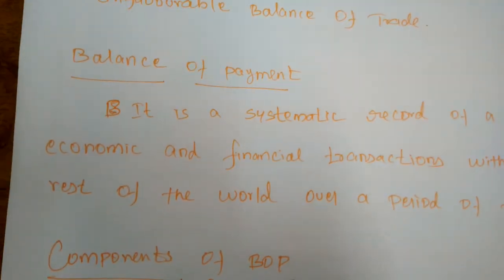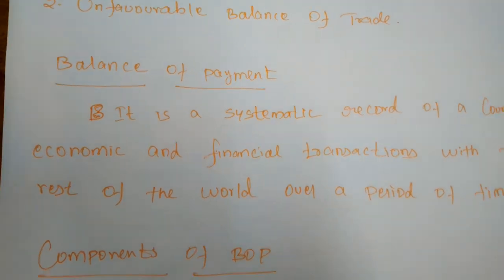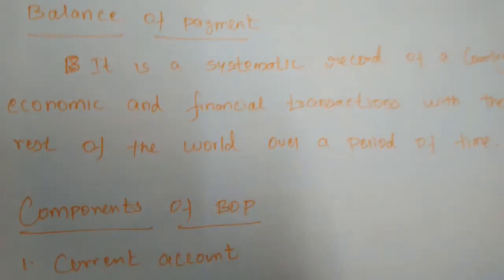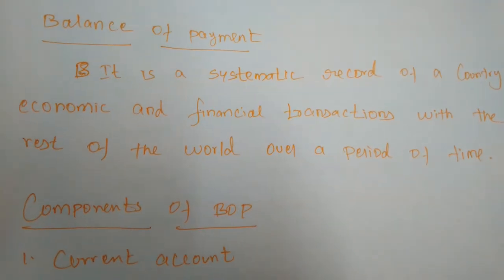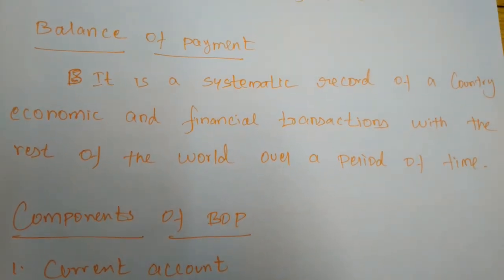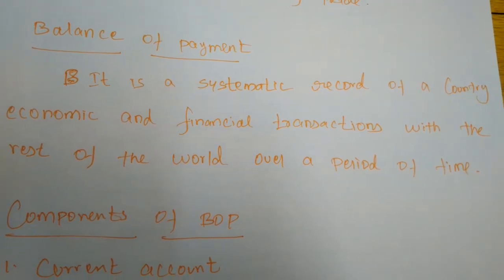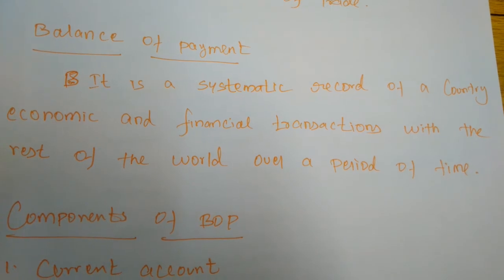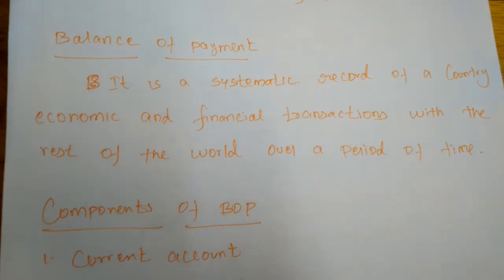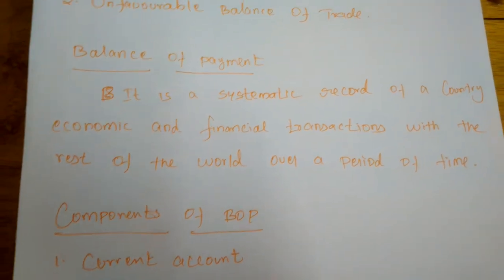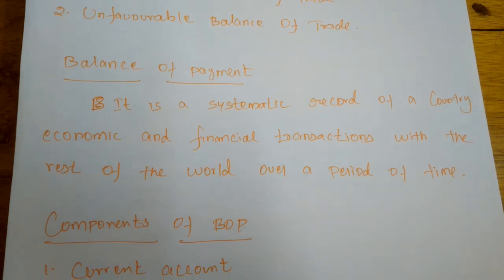So the balance of payment disequilibriums are there. Normally all nations want to maintain a favorable balance of payment. A favorable balance of payment means the demand must be equal to the supply, or the receipts must be equal to the payments. If the receipts and the payments are equal, it is the equilibrium condition of balance of payment.